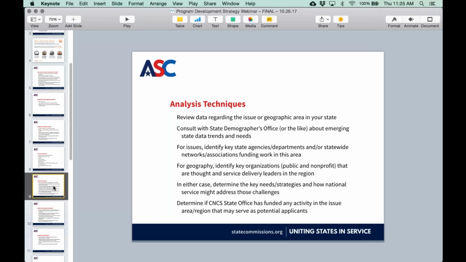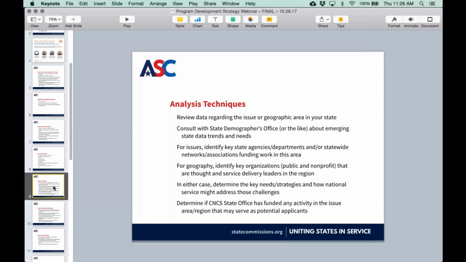In either of these cases, if you're focusing on particular issues or geography, you want to determine the key needs and strategies and how National Service might address those challenges. It's really important for you to do some thinking about that. You may not have all the answers, and no one expects you to, but really try to think about how you see those pieces fitting together.